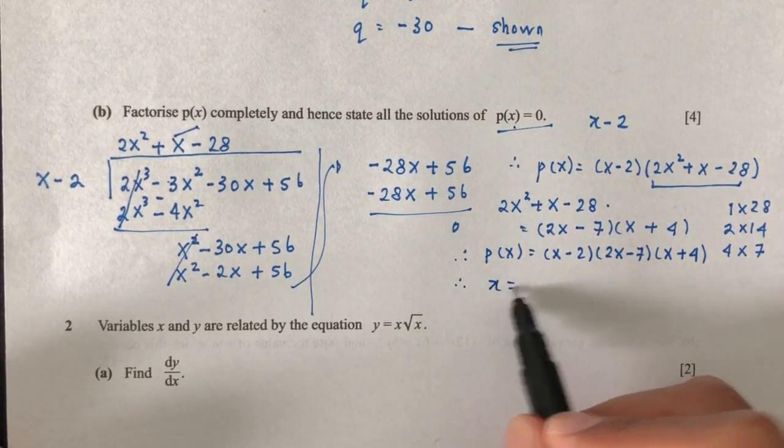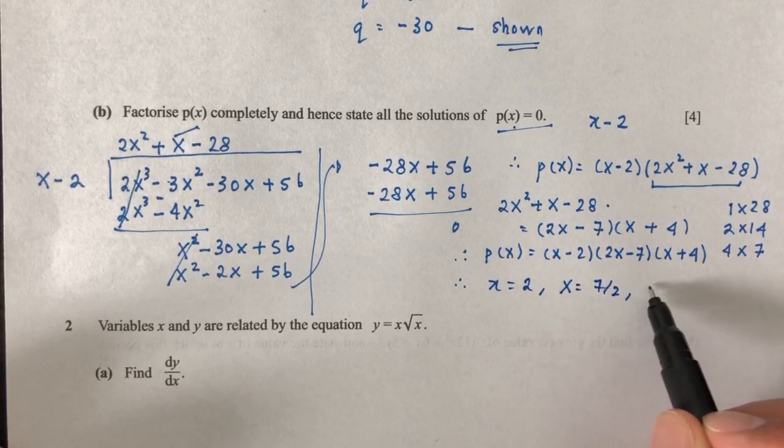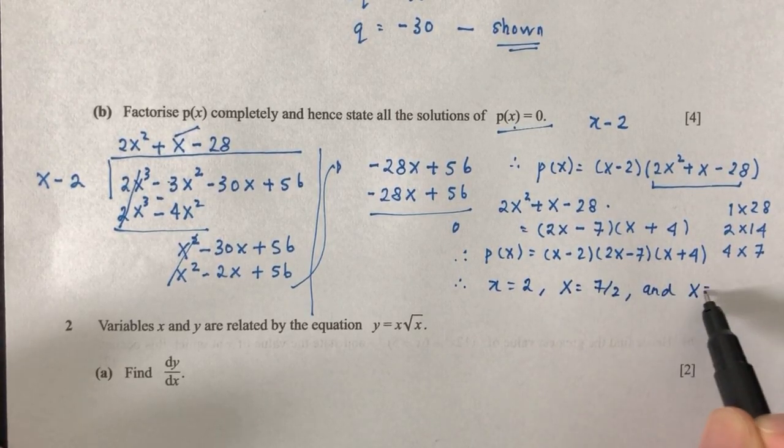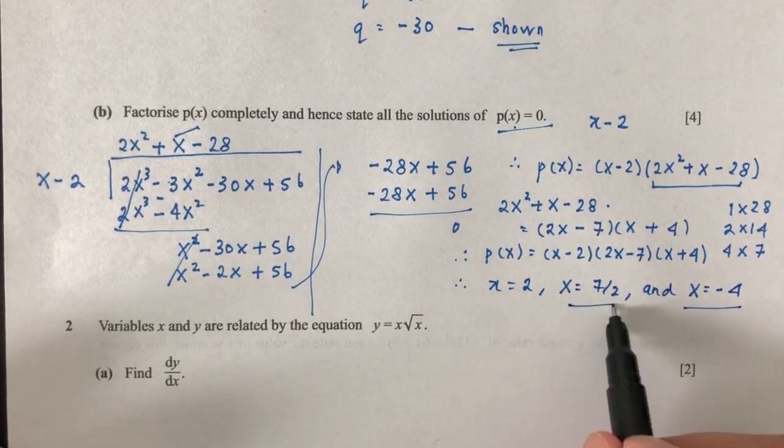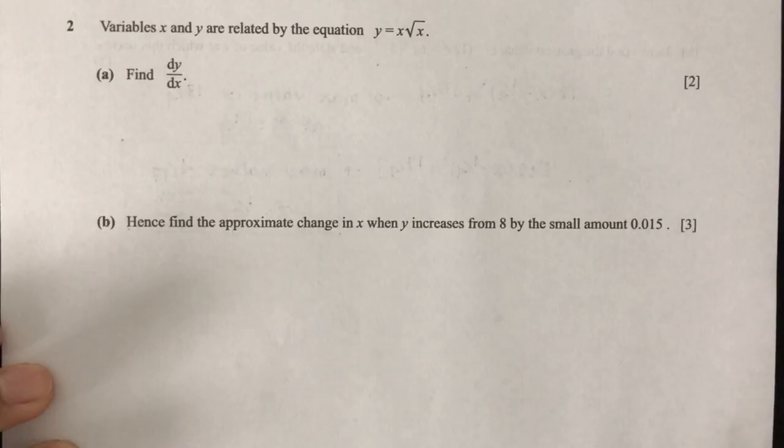So x equals 2, x equals 7 over 2, and x equals minus 4. So you have 3 solutions for this equation. That will be number 2.